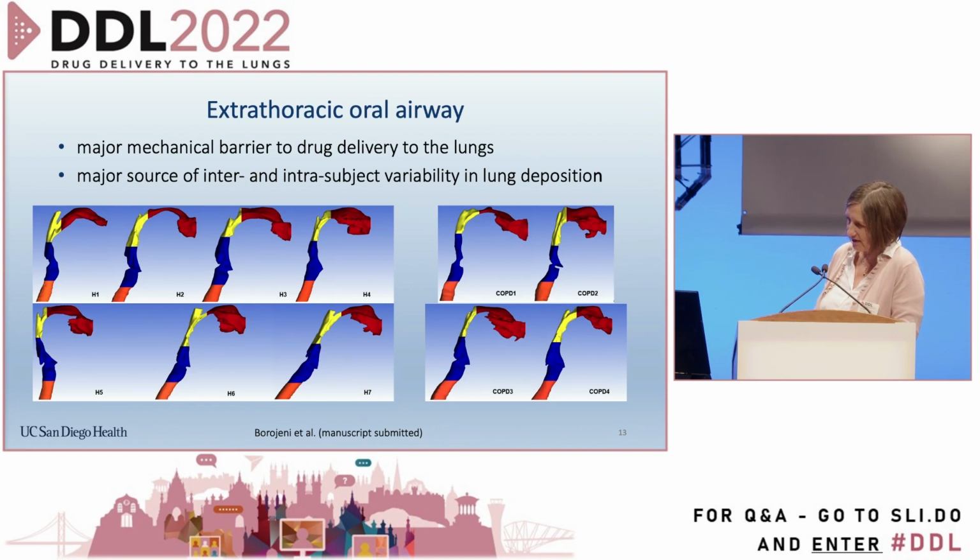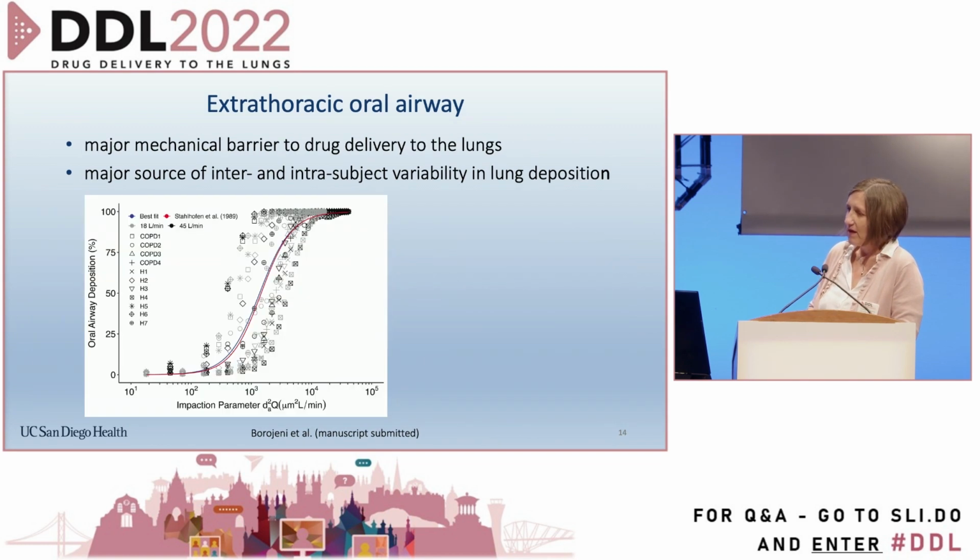But using this model, my postdoctoral fellow, Azadeh Borojeni, simulated for 2 different flow conditions deposition, or filtering, in the oral airway, extrathoracic airway. And typically for this type of simulation, you plot these data as a function of a parameter called the impaction parameter, which is the product of the flow rate and the square of the particle size, because in this region of the lung the main mechanism of deposition is inertia. So this has been used traditionally as one of the factors you plot data against.